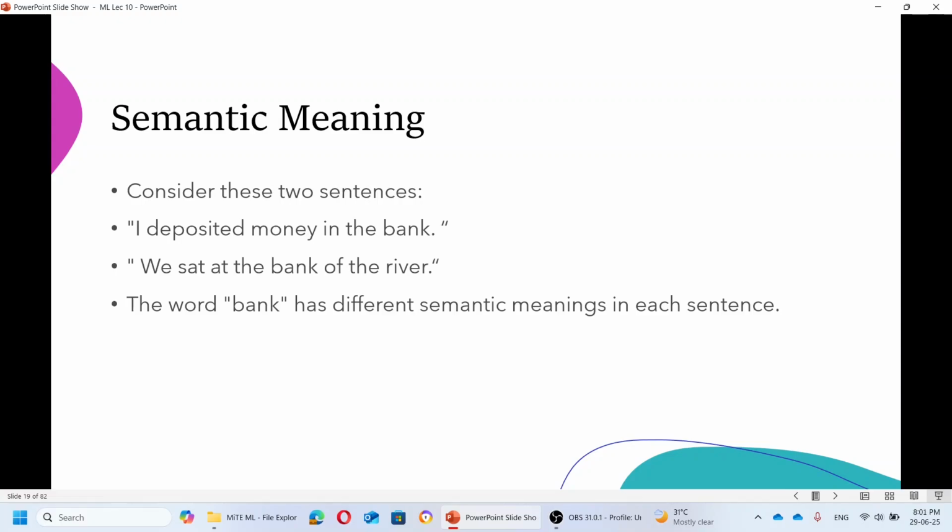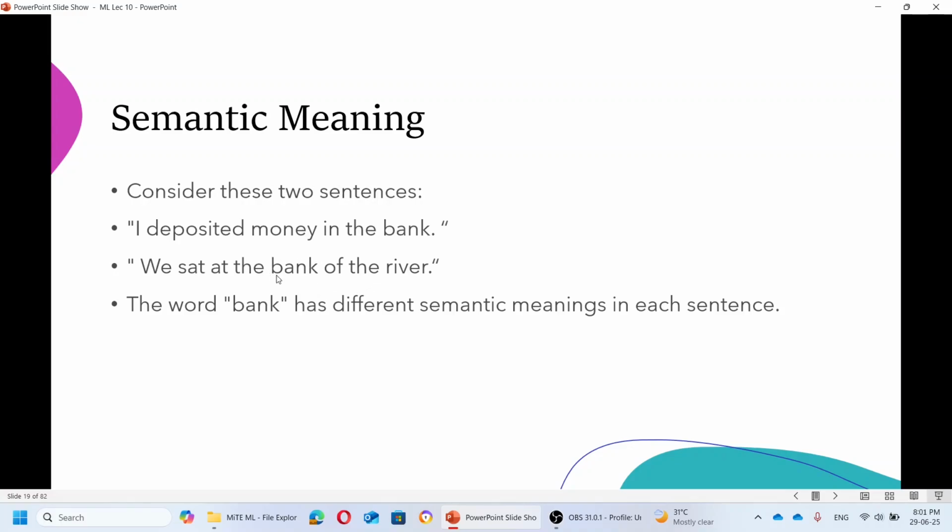The word bank has two meanings. For example, one is the bank, the office or the institution where we go and deposit money or withdraw money, and bank also means the side of a river. So here the word bank has different meanings. I deposited money in the bank. This bank is different from we sat at the bank of the river.